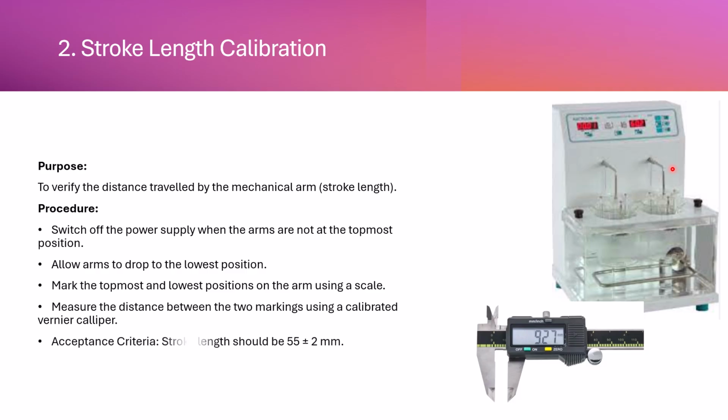So the next one is the acceptance criteria. The stroke length must be maintained at 55 millimeters within an allowable tolerance of plus or minus 2 millimeters in compliance with USP 701 and related pharmacopoeial guidelines. So your acceptance criteria should be 55 plus or minus 2, right?